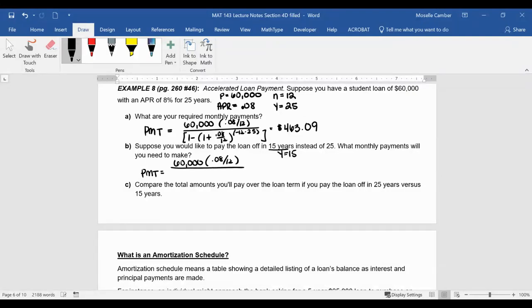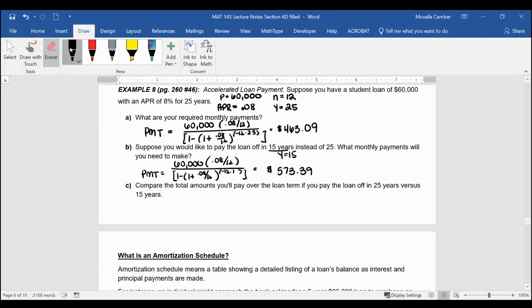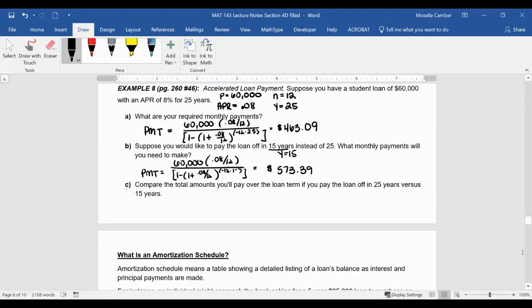But instead of paying off 25 years, you want to say, how much would I have to pay for 15 years? So 1 plus 0.08 divided by 12. So you just change the 25 to a 15. And you get 573.39. Okay. So if you pay it off in 15 years, you have to pay more, which is understandable. So you pay $573.39 instead of $463.